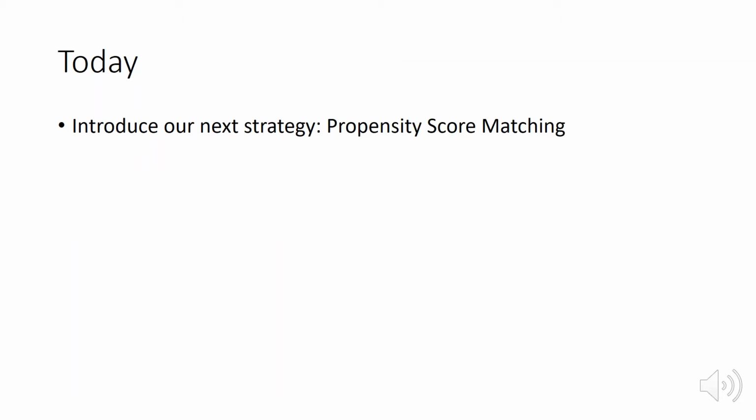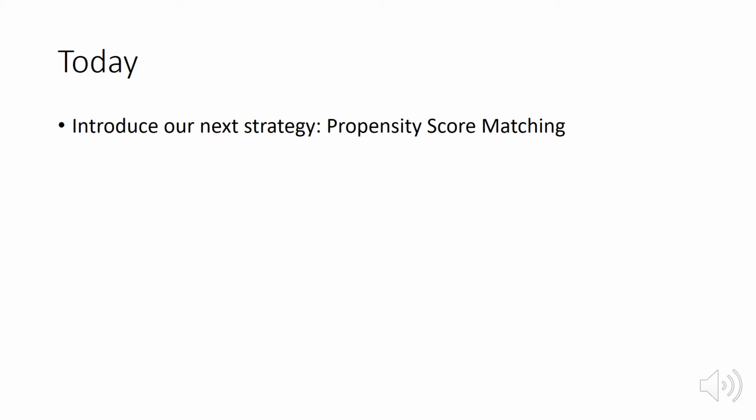Today we're going to introduce a new strategy for that called propensity score matching. And the thing about propensity score matching is it's not really plausibly exogenous the way our other identification strategies are. It's more saying, let's take those endogenous factors and use them to our advantage.